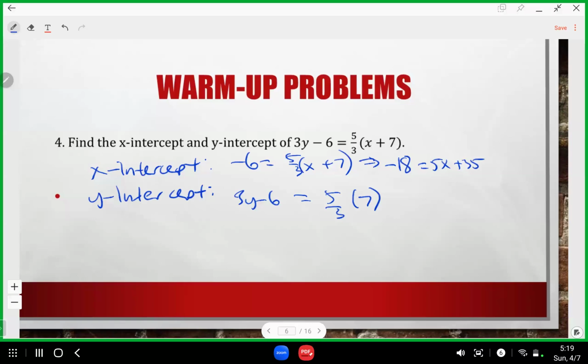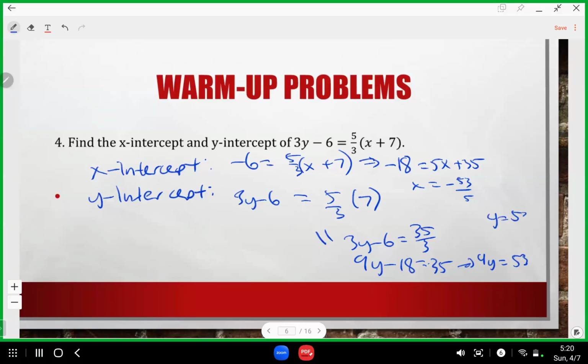And then we're going to have -53, I think, equal to 5x, so x is equal to -53/5. That's one of them. And we have the other one, 3y minus 6 is equal to 35/3. We can again multiply both sides by 3. So 9y minus 18 is equal to 35, and 9y is equal to 53. So y is equal to 53/9.